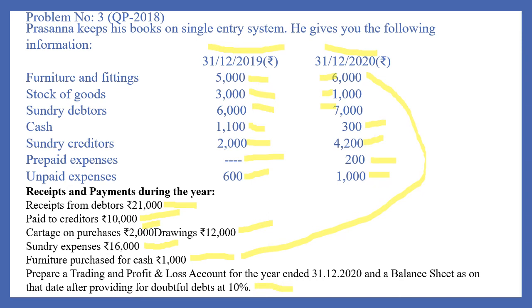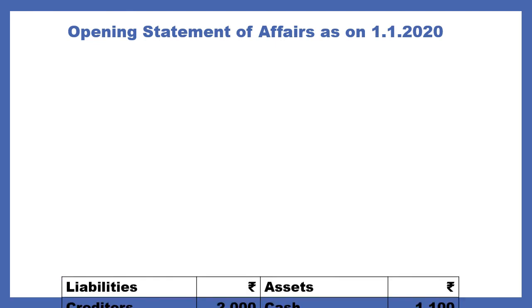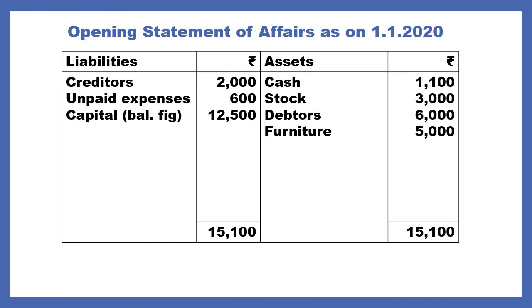Now in this problem, opening capital is not given. That means we have to prepare the opening balance sheet first. So first statement, opening statement of affairs as on 1/1/2020. So assets: cash 1,100, stock 3,000, debtors 6,000, furniture 5,000.